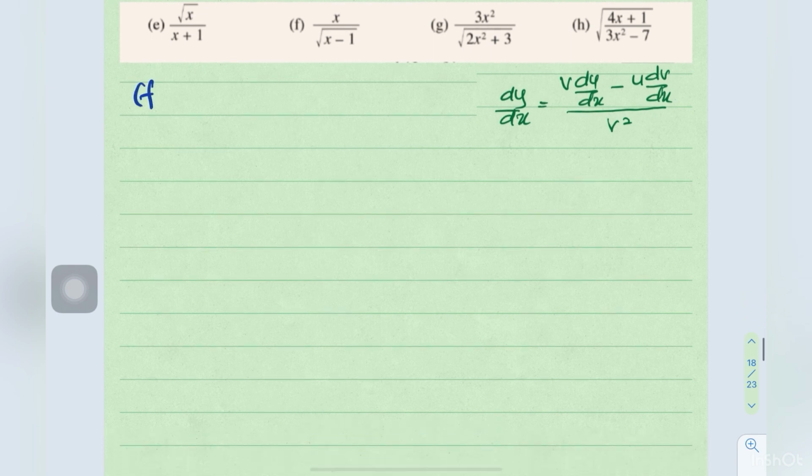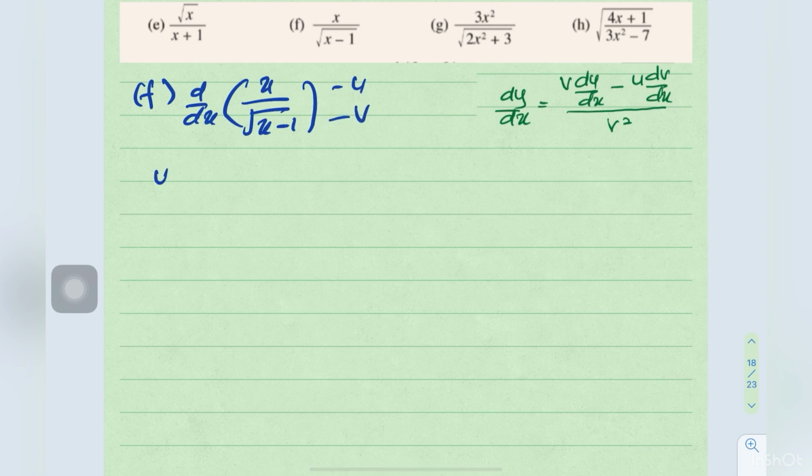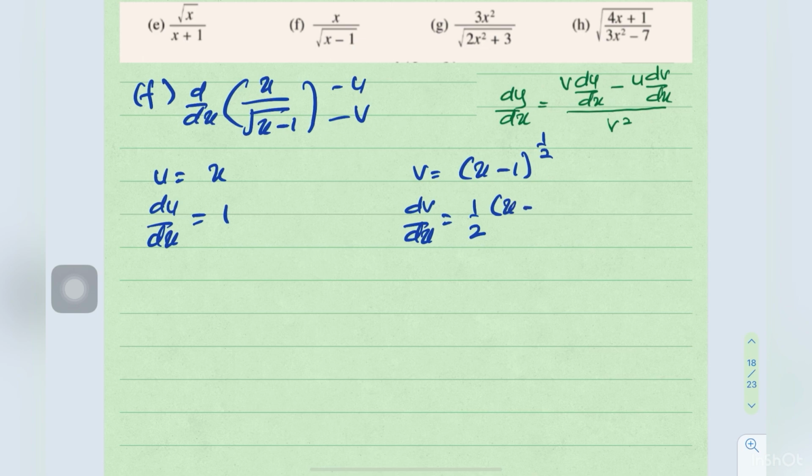Okay, F, d/dx of x over square root x minus 1. Okay, u is x, du/dx is 1, v is (x minus 1) to the power of 1/2, dv/dx is 1 over 2, (x minus 1) to the power of negative 1/2. Become 1 over 2 (x minus 1) to the power of 1/2.